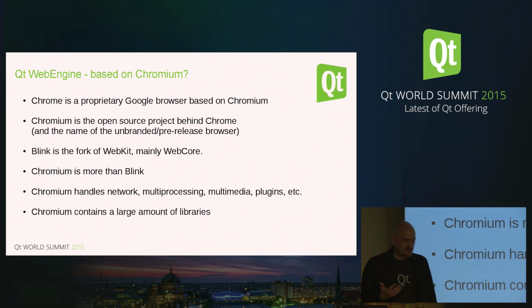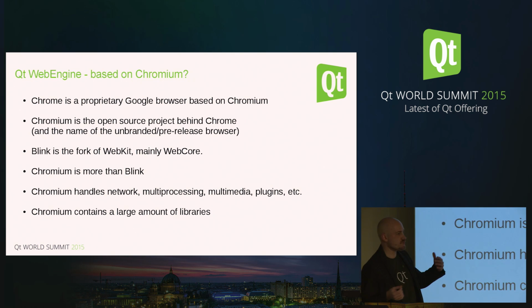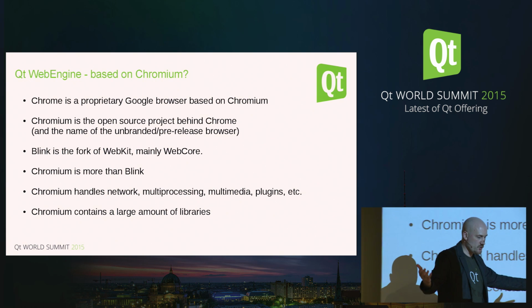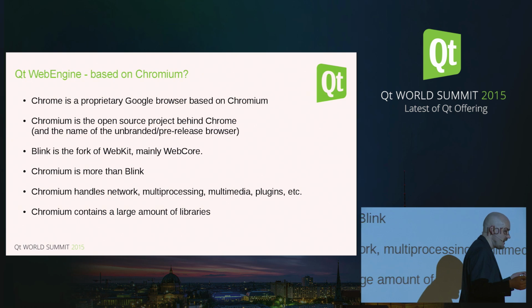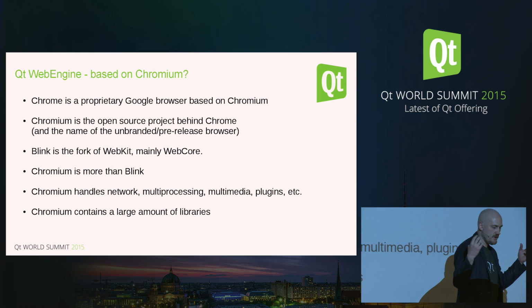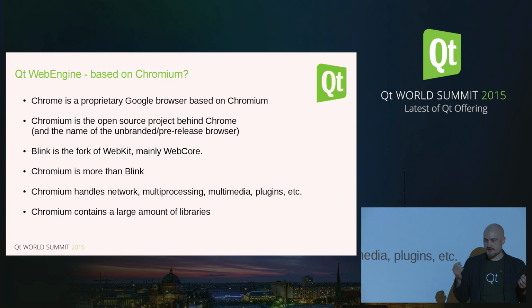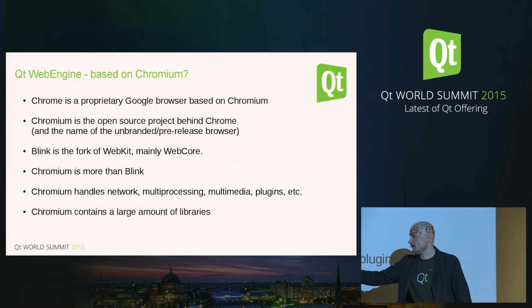You often hear a lot of people say that Qt WebEngine is based on Blink, and it's not directly true, because Blink is one part of Chromium. Chromium is this big project that contains a lot of libraries. One of them is Blink. It used to be WebKit. But it also contains multimedia, WebRTC. It contains a complete copy of FFmpeg. It has its own network layer.